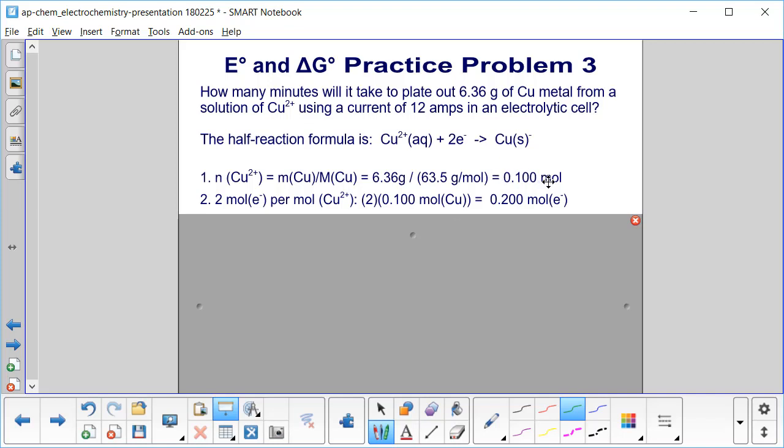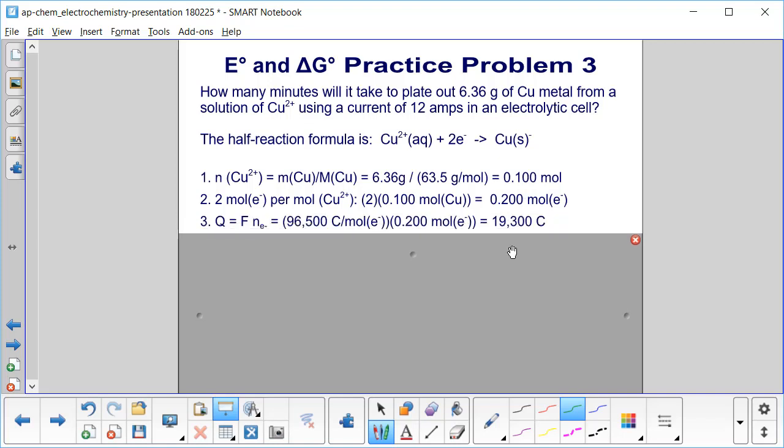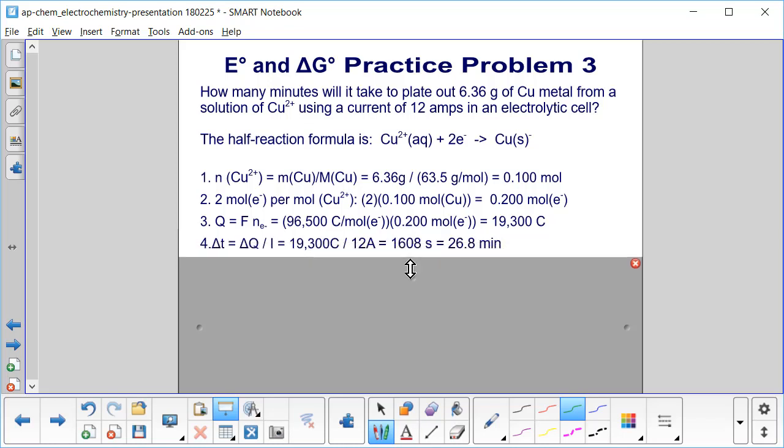So if I have 0.1 moles of copper, I need to just double it to find the number of moles of electrons. Then Q, the charge, is equal to the moles of electrons times Faraday's constant, 19,300 coulombs. And then the time is related to the current. It's the charge over the current, 19,300 coulombs over 12 amps is 1,608 seconds, or 26.8 minutes.